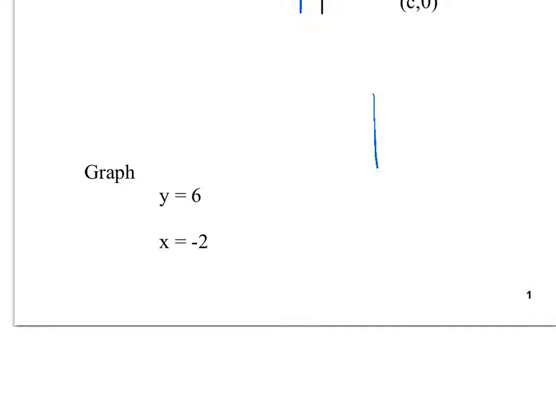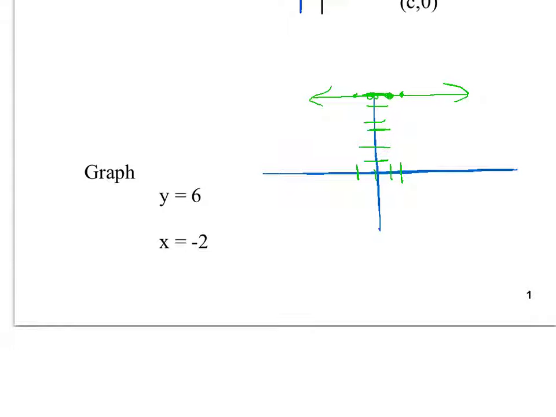So if we look at some examples here, we're supposed to graph both of these. Y equals 6. So if I'm going to graph that, I'm saying, okay, no matter what x is, x could be anything. X could be 1, y would be 6. X could be 2, y would be 6. X could be 0, y would be 6. X could be negative 1, y would be 6. And so there's our graph, y equals 6.